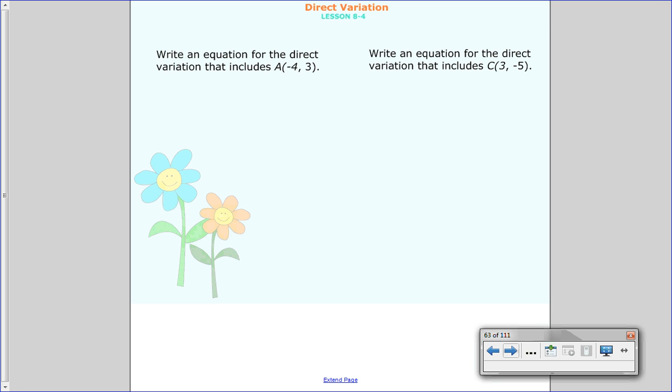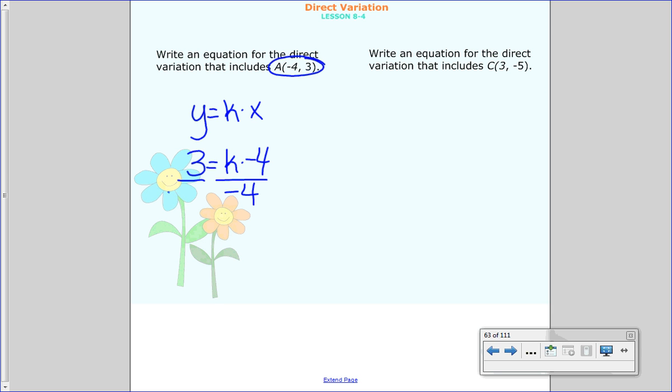So again, write an equation for the direct variation that includes this ordered pair, (-4, 3). Start with the equation they give us. Y is equal to K times X. Fill in what we know. Well, Y is 3. The constant is unknown, but X is -4. To get K by itself, divide by -4. And I get K is the same as -3/4.